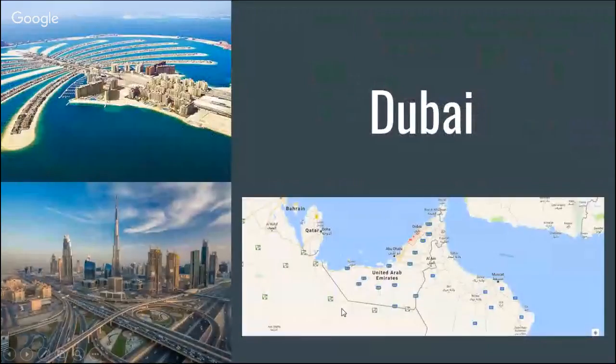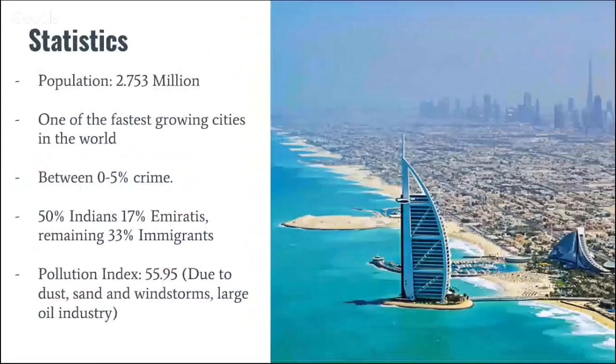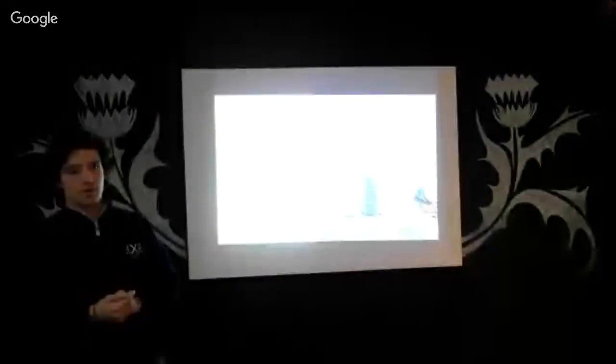It has a population of around 2.7 million people. It is one of the fastest growing cities in the whole world. It has a lot of disparities between class, because there are very high income people and there are very low income people. Then we also have that it has a very low rate of crime, between 0 and 5%. Its population is based on about 50% Indians, 17% Emirates, and the rest of it are immigrants.